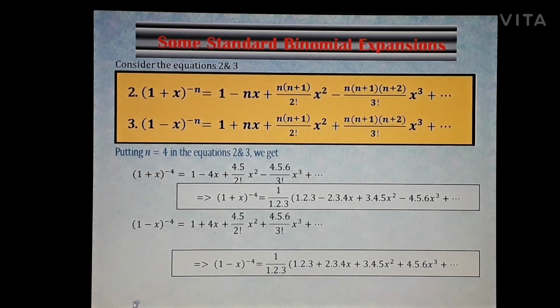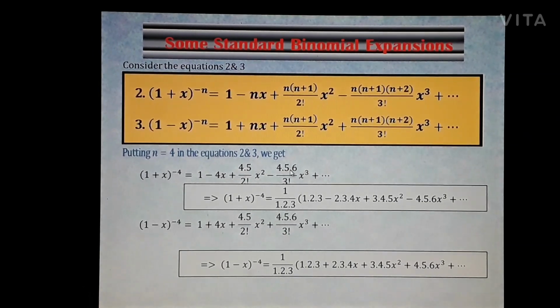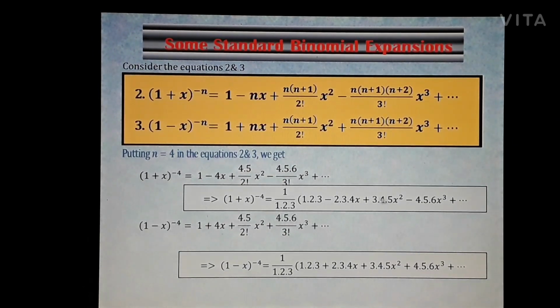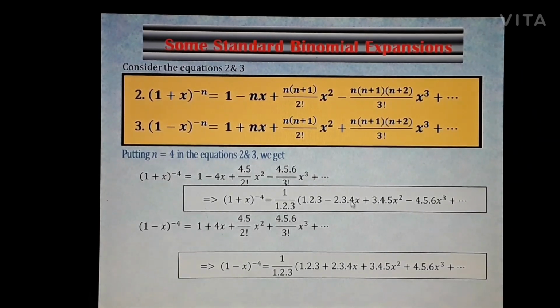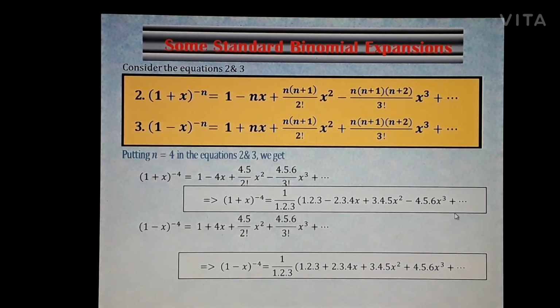Now put n is equal to 4 in these two equations. So we are getting (1 + x)^(-4) is equal to 1 - 4x + 4 into 5/2 factorial x² - 4 into 5 into 6/3 factorial x³ + etc. Here also, as in the previous case, we are rewriting the expansions like 1/(1 into 2 into 3) into (1 into 2 into 3 - 2 into 3 into 4x + etc.).